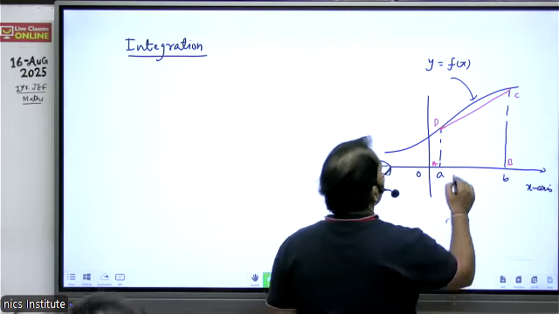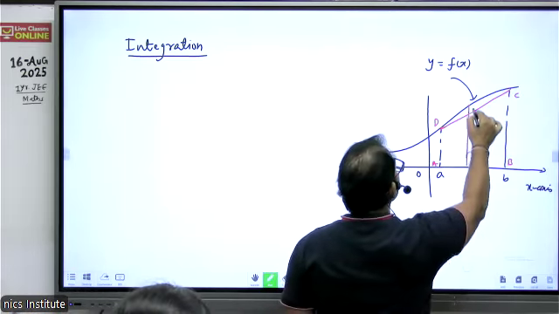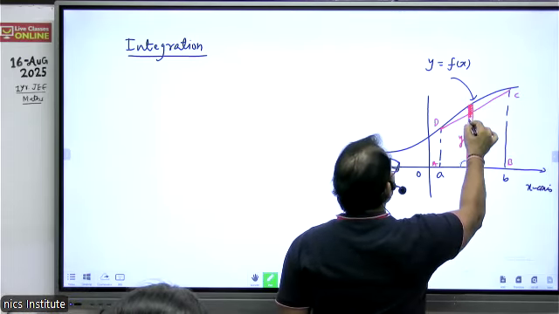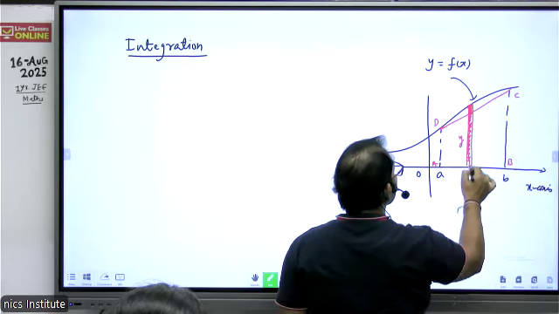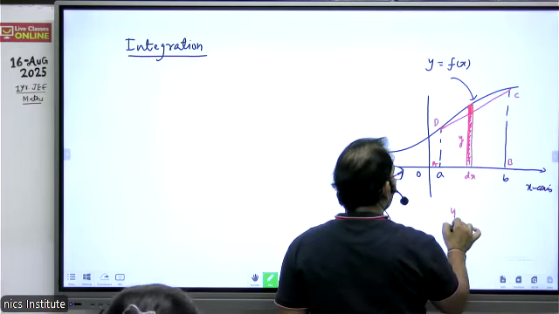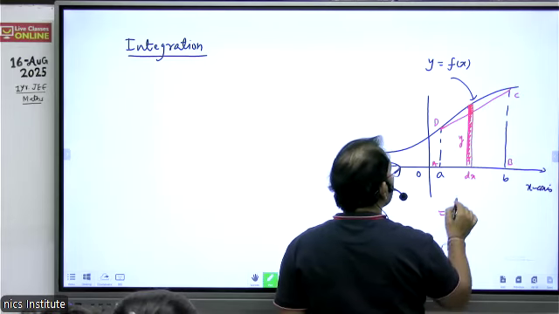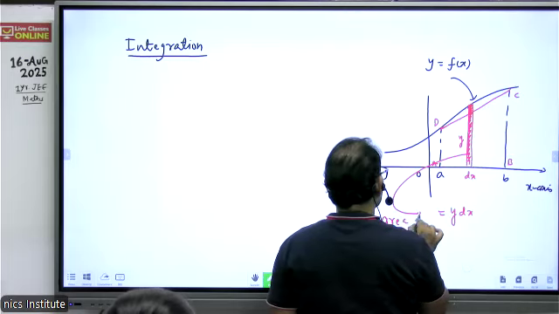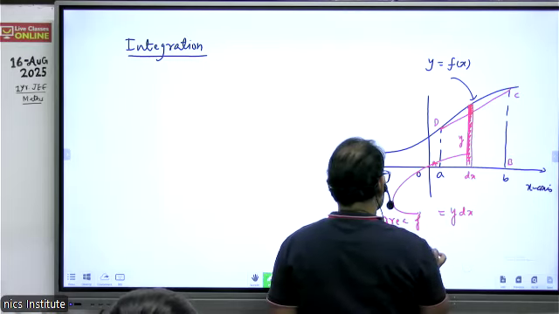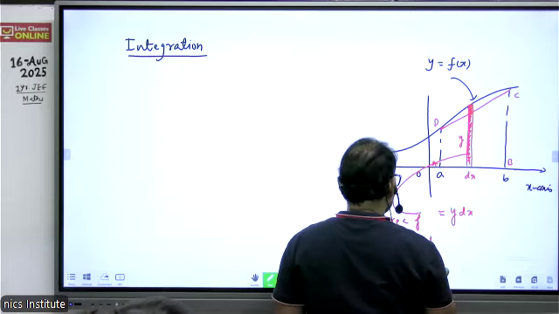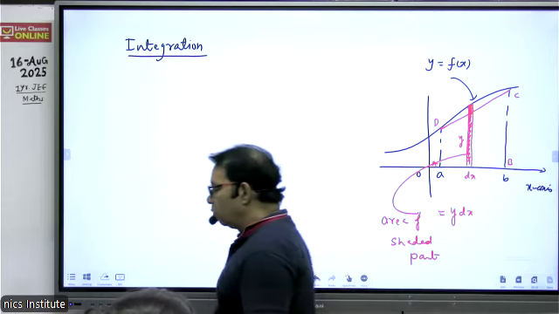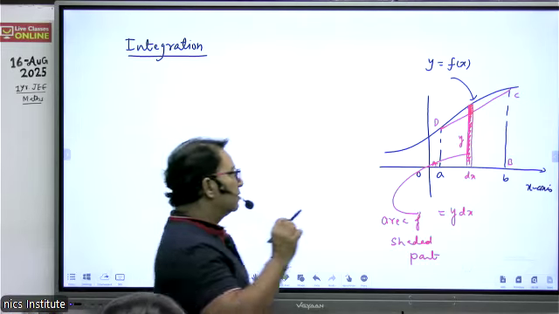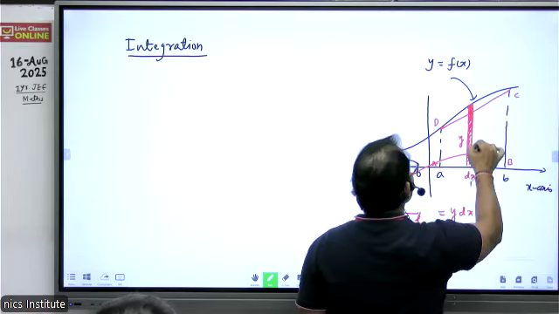So what we do is we take a strip whose height is y, take a very small length dx, and when I find y into dx, it is basically the area of the shaded portion, right? So this is the area of the shaded part. If I find y into dx, I'll be getting the area of the shaded part. dx is a very, very small thickness.